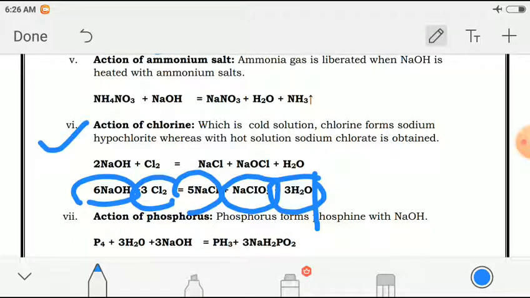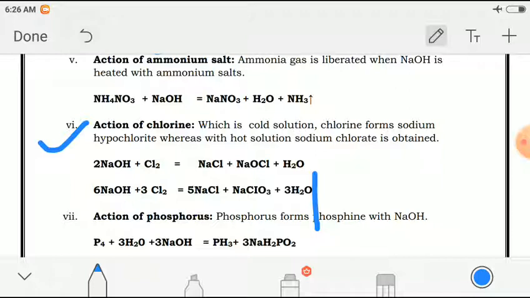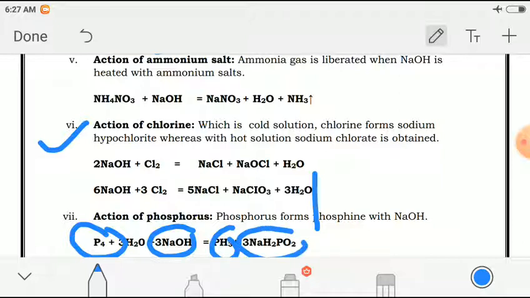Now the seventh chemical property, action of phosphorus. Phosphorus forms phosphine with NaOH. See, phosphorus P reacts with the NaOH, which gives PH3 as phosphine and NaH2PO2.